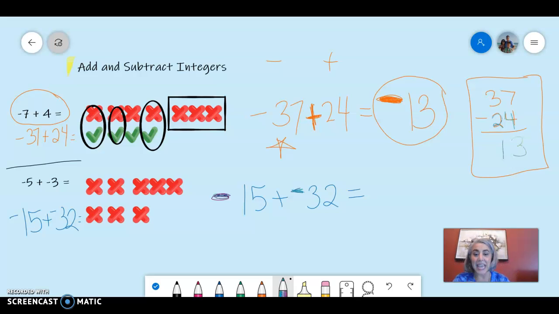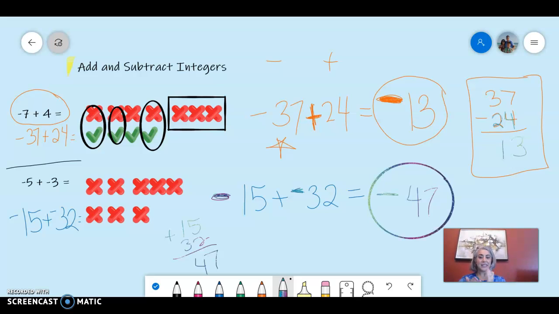If we're the same sign and we're adding, we literally add them up and figure out how many negative soldiers we have. So I'm going to take my 15 and add my 32. 5 and 2 make 7, and 1 and 3 make 4. So at the end of this battle, nobody has died or made a zero pair. What's happened is this negative team got bigger. There are now negative 47 soldiers combined together.